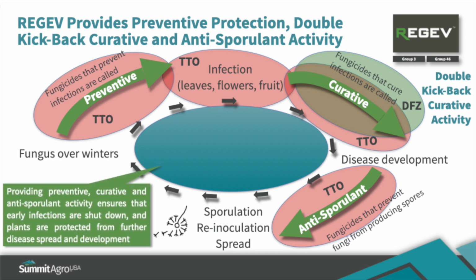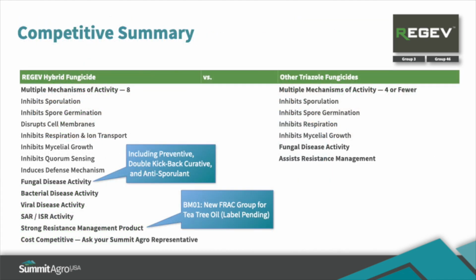An additional benefit from tea tree oil is that you also get antisporulant activity as well. So with Regev, you're getting preventive protection, double kickback curative activity, and antisporulant activity as well. To summarize the competitive advantages of Regev versus other triazole fungicides, you can see that you get multiple mechanisms of activity against both fungal and bacterial plant pathogens.